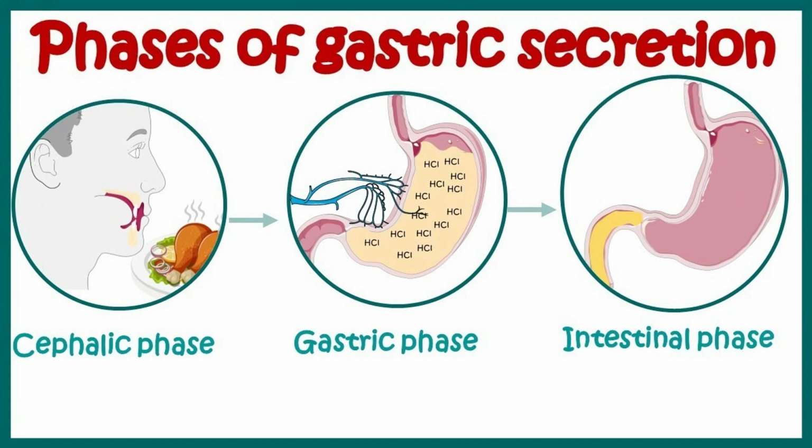Here are the three phases of gastric secretion. The cephalic phase occurs at the sight, taste, smell, or even the thought of food. This can trigger the parasympathetic reflexes and cause gastric juice secretion. Next is the gastric phase, as food enters the stomach and stimulates the release of gastrin, which in turn will result in the secretion of gastric juice.